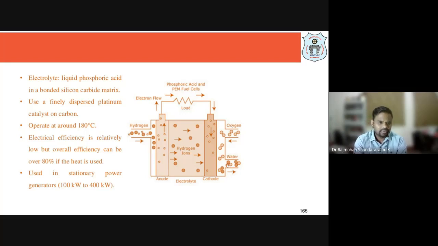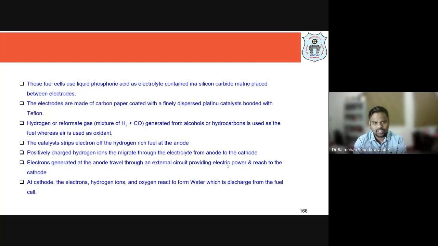We use a finely dispersed platinum catalyst supported on carbon, and as I said, it can be operated around 180 degrees Celsius. The electrical efficiency is relatively low, but the overall efficiency is 80% if heat recovery is done. That is, heat is generated as a byproduct, and if you are able to use it for other applications together, the overall efficiency can be increased to 80%. They have been finding applications in the range of 100 kilowatt to 400 kilowatt power generation, and mainly they are used in stationary applications.